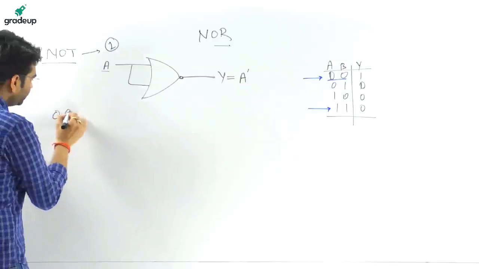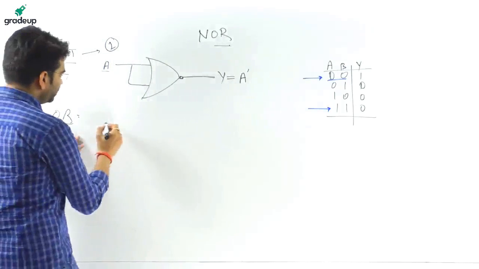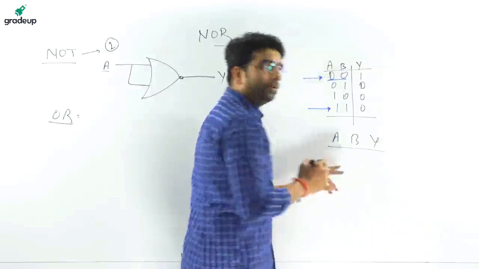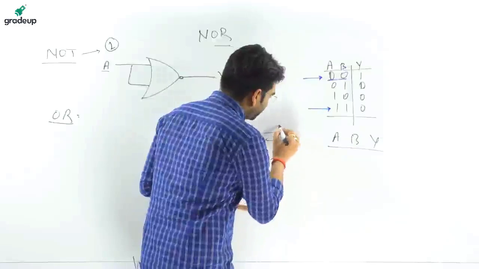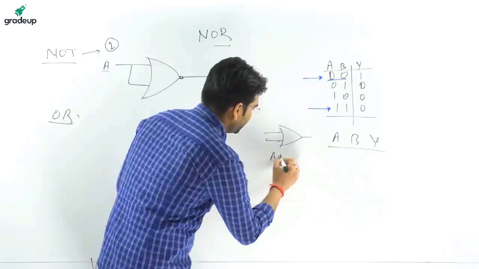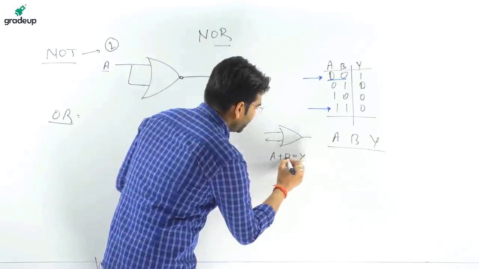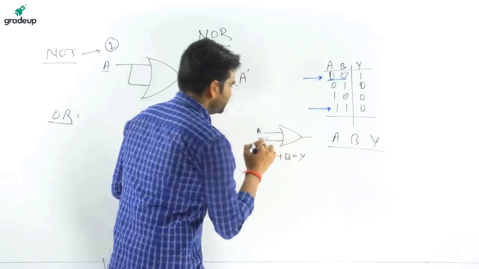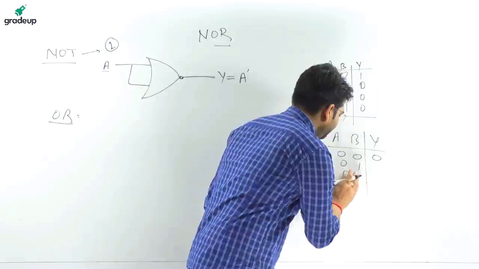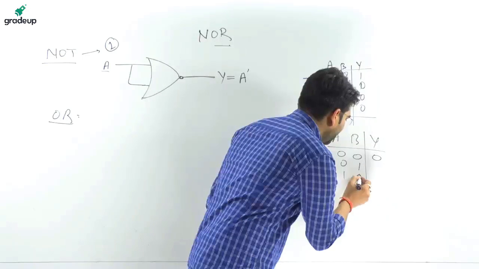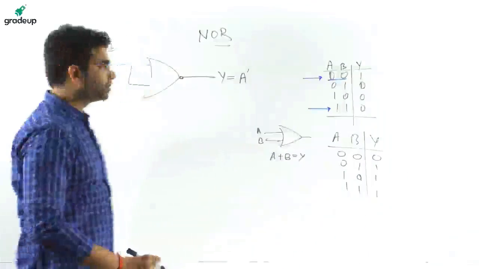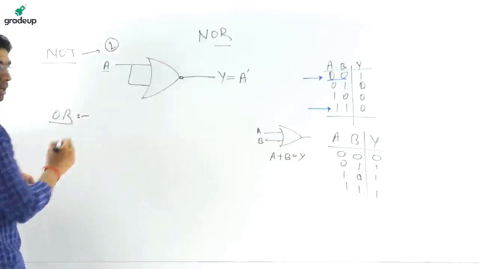And for an OR gate, what is the OR gate? The basic function of the OR gate is like this. It is A, B, Y. A 2 inputs OR gate is represented like this. And the basic operation is A plus B is equal to Y. 0, 0 will be 0, 0, 1, 1, 1, 0, 1, 1, 1. All the others will be high. If any of the inputs is high, then the output is high. It is called an OR gate.